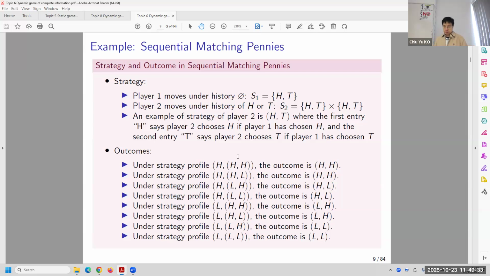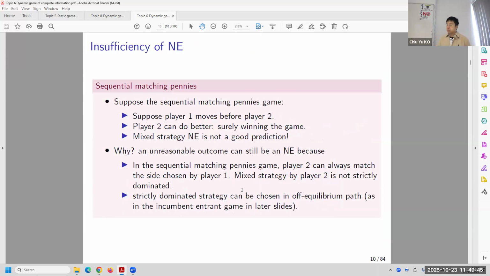Because I don't allow pure mixed strategy, but here we actually can do mixed strategy. Player 1 and player 2 can also do mixed strategy. And in that case, everything is still an equilibrium, but I don't think it's reasonable, right?